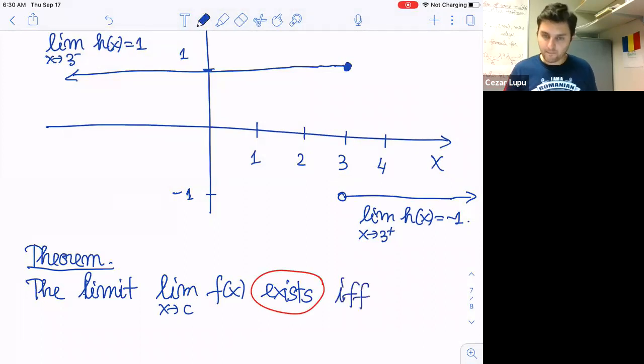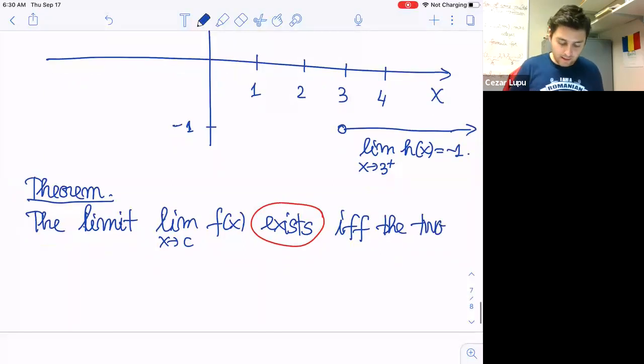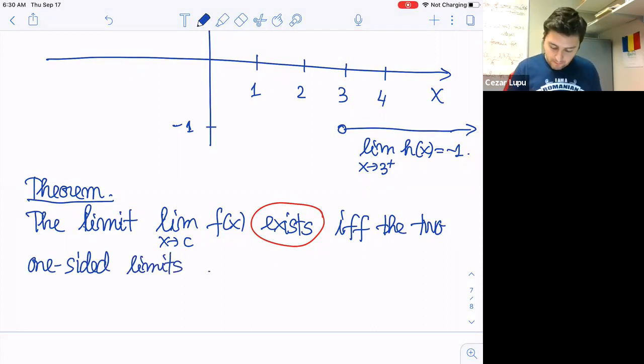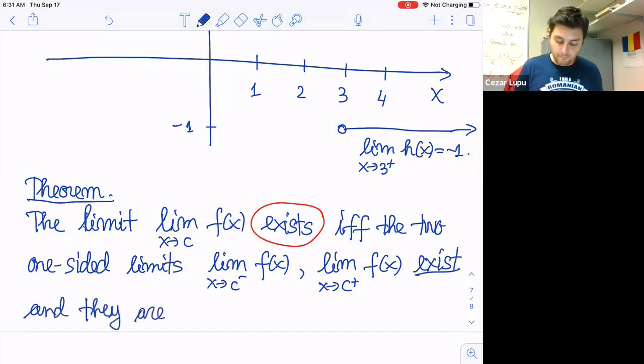if and only if the two one-sided limits, and when I say this, I'm talking about the limit as x approaches c from the left of f of x and the limit as x approaches c from the right of f of x, both of these limits exist and, moreover, they're equal. Well, this is important. Exist and they're equal.